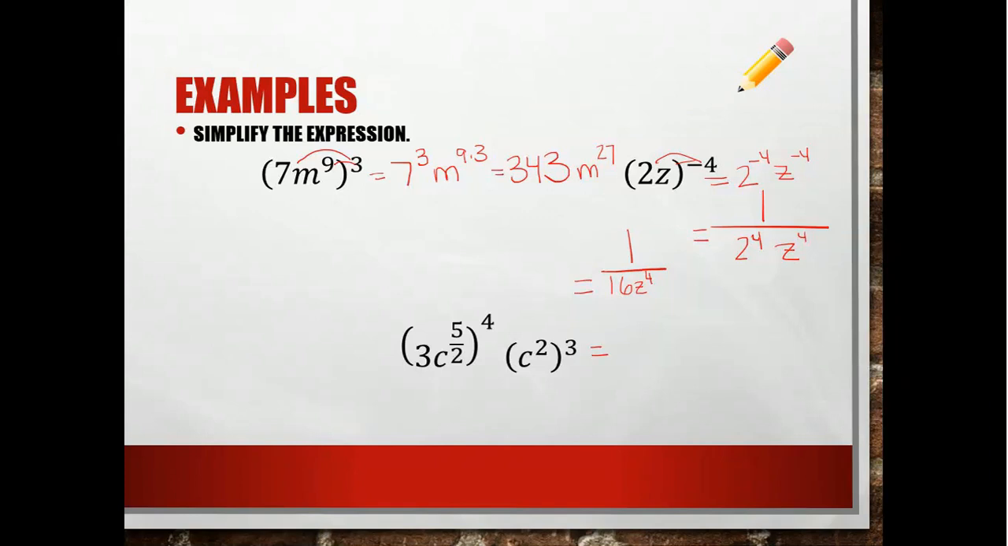This one's just a little bit more. We're multiplying here, so let's first distribute that 4 in. 3 to the 4th, z to the 20 over 2, right? Times c to the 6. So 3 to the 4th, we know that is 81. z to the 20 over 2, that is just 10, right? Combine my c's together. Now since we're multiplying, we're just going to add. So it'd be 81c to the 16th power for my final answer.